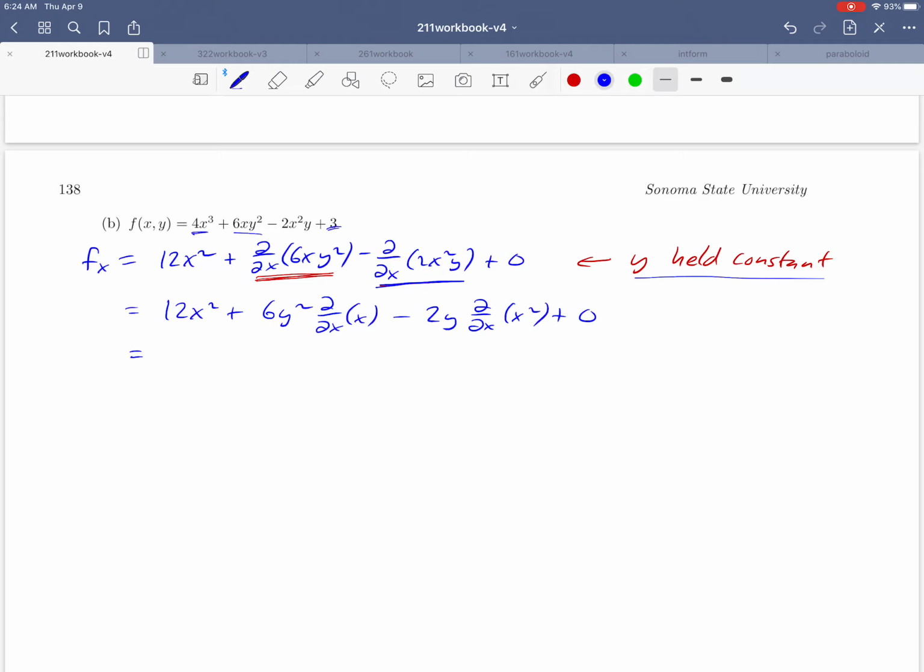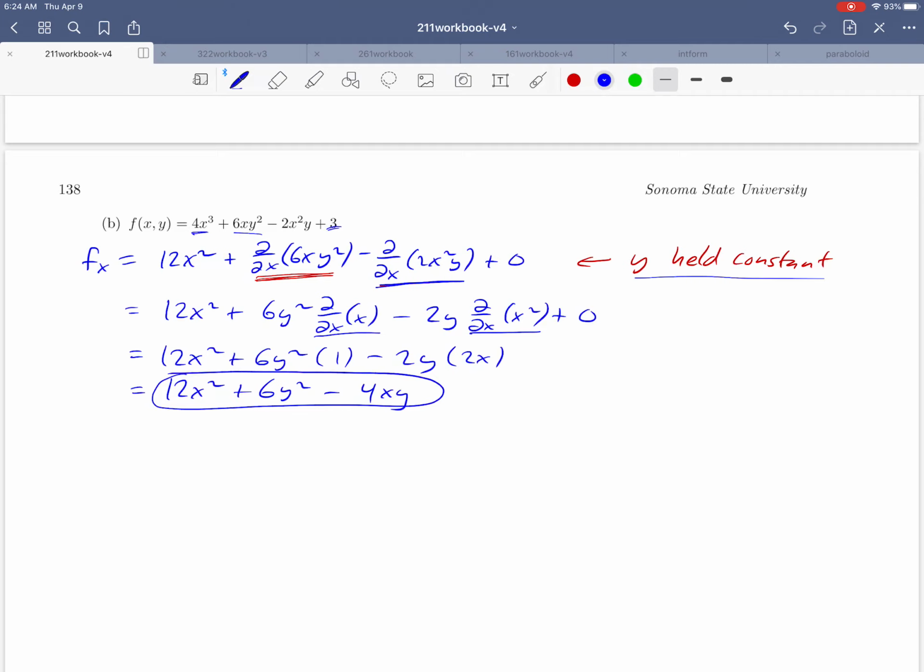Okay, so we're one step away here. So just rewriting what we've got, 6y squared we pulled out. The derivative with respect to x of x, that's just going to be 1. Okay, over here, now we need to take the derivative of x squared. That's going to be 2x, and the plus 0 we don't need to write. Okay, so we have worked our way down to a final answer that looks like 12x squared plus 6y squared minus, and if we just simplify a little bit here, 2y times 2x is 4xy. Okay, and all of that should be our derivative with respect to x.